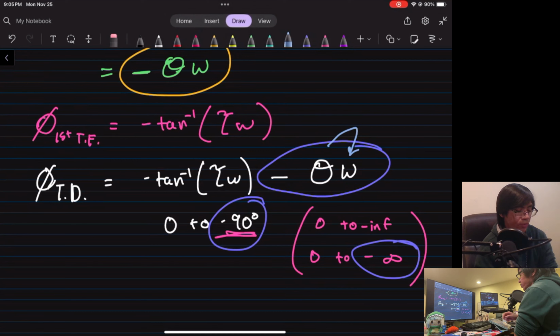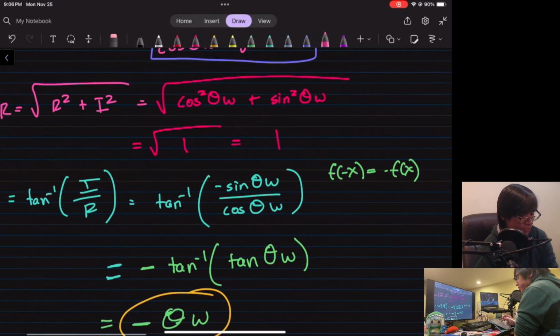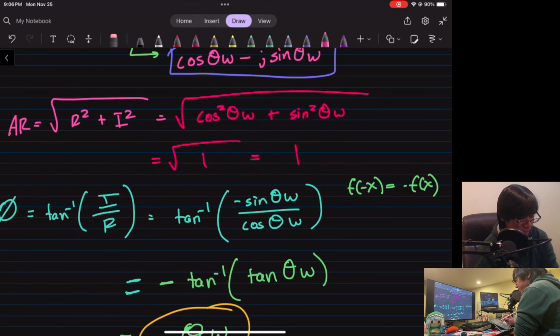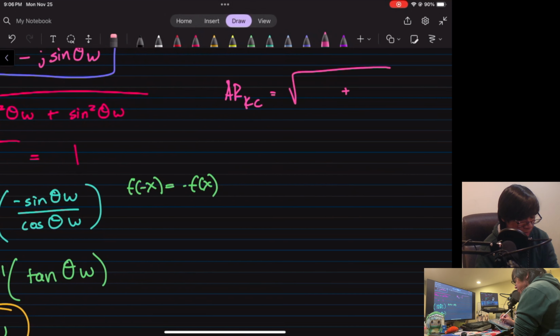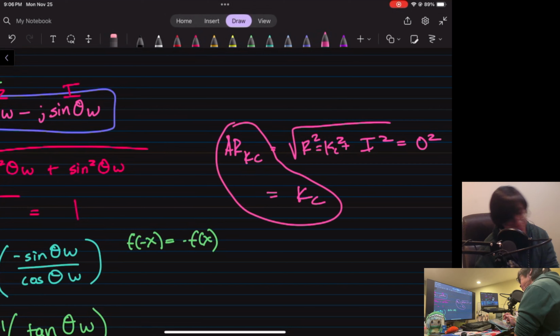And now we'll have a limit to where we can put our proportional controller. So if we multiply in Kc, it'd be minus 0, since it doesn't have a phase lag, as I mentioned before. And for the amplitude ratio, AR of Kc is equal to the square root of 0 squared plus Kc squared, and the square root of Kc squared is just Kc. So I'd be multiplying by an amplitude ratio of Kc.